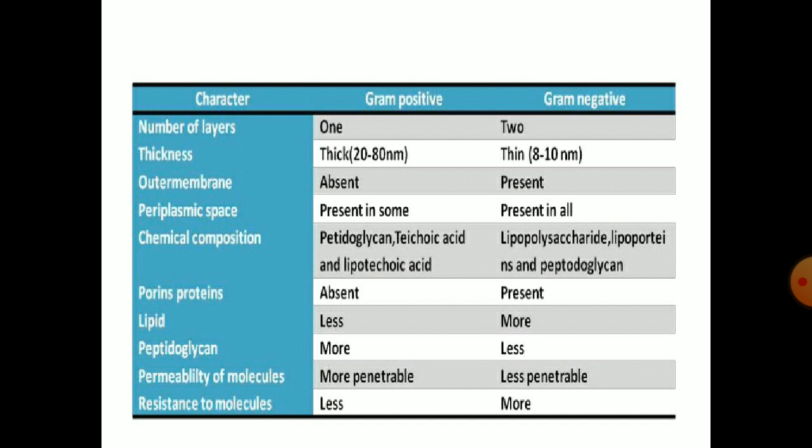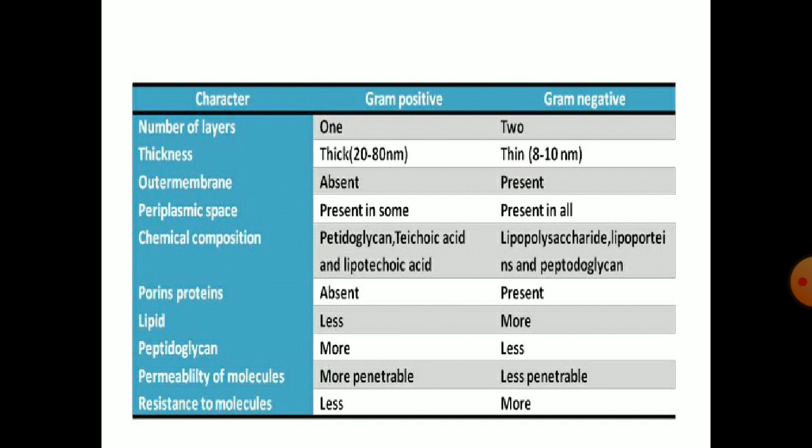Chemical composition: peptidoglycan, teichoic acid and lipopolysaccharide. Lipoteichoic acid is in gram positive, and lipopolysaccharide, proteins and peptidoglycan are in gram negative. Porins proteins in gram positive absent, in gram negative present. Lipid in gram positive less and in gram negative more. Peptidoglycan in gram positive more and in gram negative less.